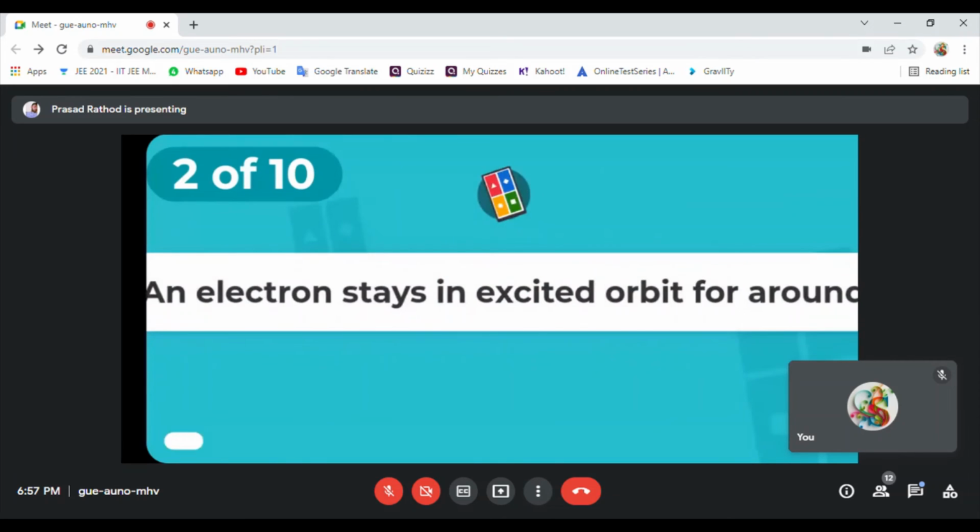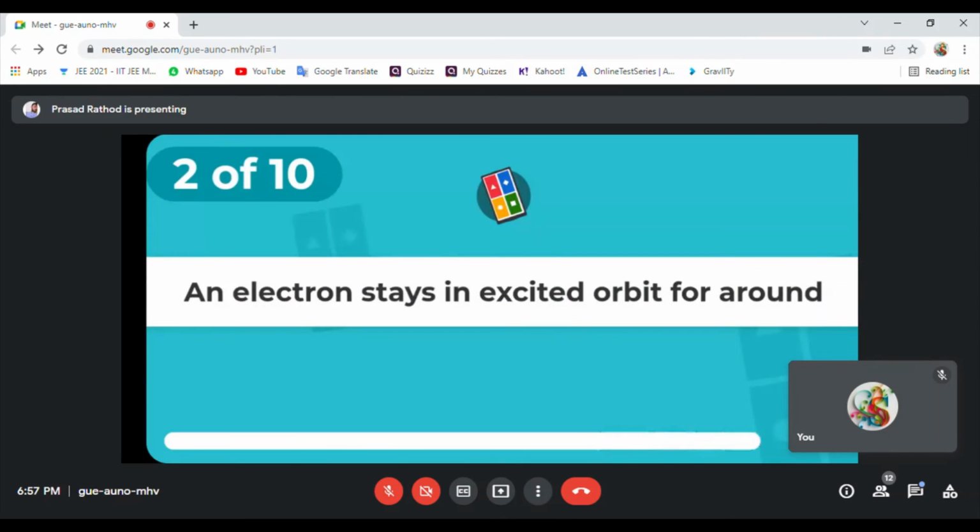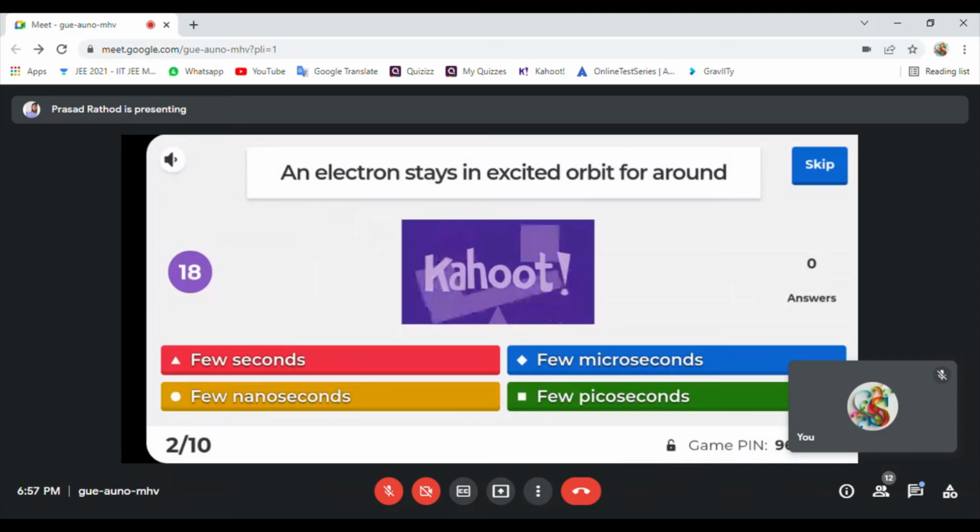So question 2 is: an electron stays in excited orbit for around few seconds for red, few microseconds for blue, few nanoseconds for yellow, and few picoseconds for green. An electron stays in excited orbit for around few seconds for red, few microseconds for blue, few nanoseconds for yellow, and few picoseconds for green.